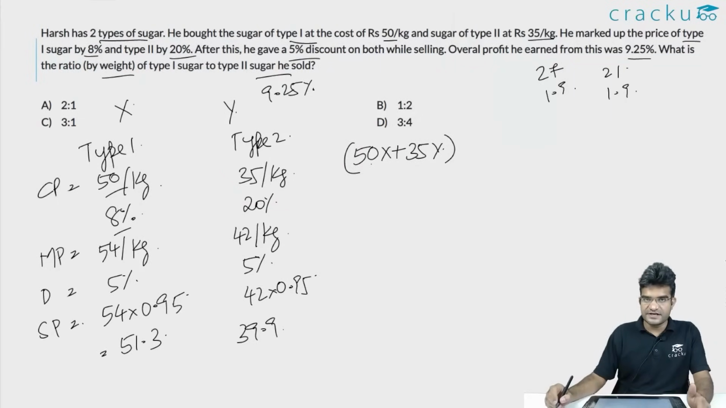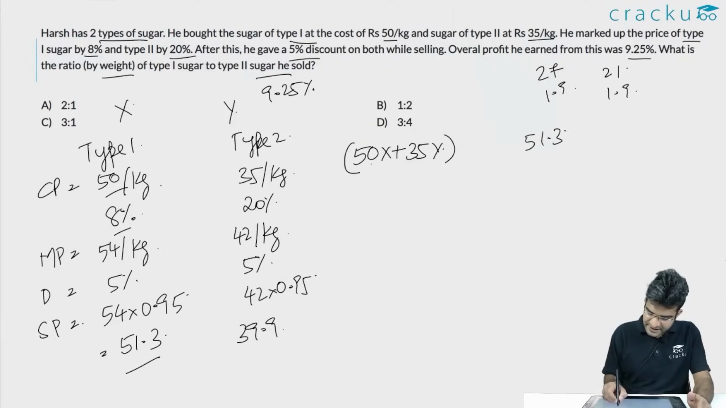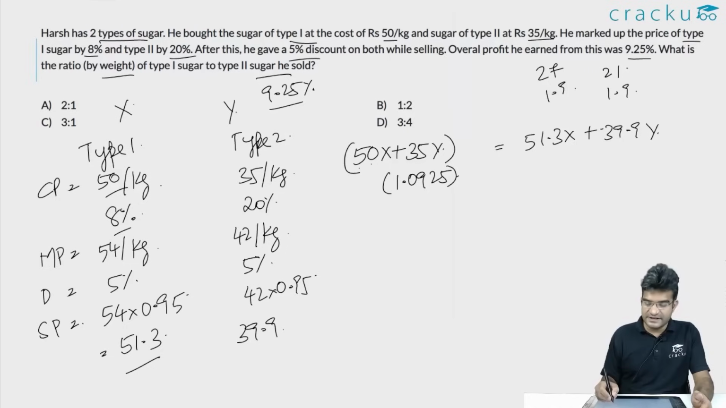And what is the total selling price? The total selling price is 51.3x plus 39.9y. We are told that the profit percentage is 9.25%. So cost price into 1 plus profit percent has to equal the selling price. So (50x plus 35y) into 1.0925 is going to equal 51.3x plus 39.9y.